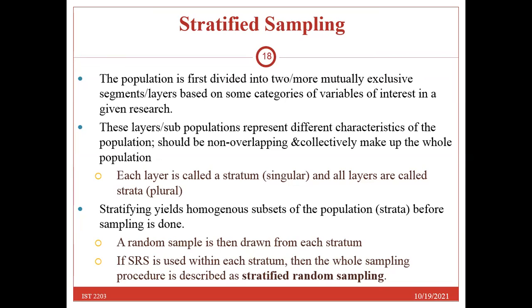Each layer is called a stratum for single, and all the layers are called strata, plural. The stratifying yields homogeneous samples of the population before sampling is done. Then after that, a random sample is drawn from each stratum. So if you use SRS to get from each stratum, then the whole sampling procedure will be called stratified random sampling.